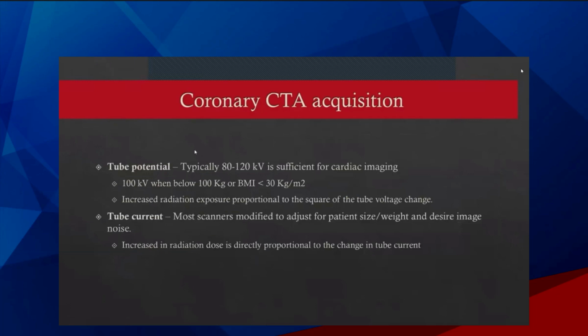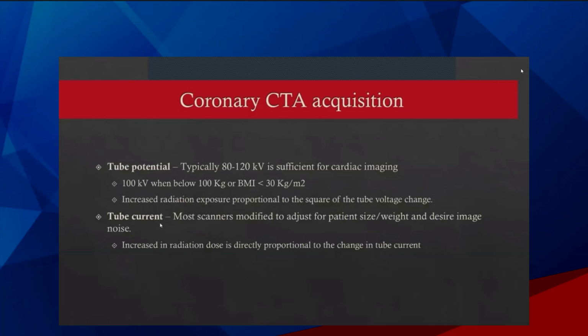As far as tube potential, typically 80 to 120 kV is sufficient for cardiac imaging. Very rarely will we do 80 unless we're doing a very small adult or possibly a child. It's recommended to use 100 kV when the patient is below 100 kilograms or the BMI is under 30. Increased radiation exposure is proportional to the square of the tube voltage change.